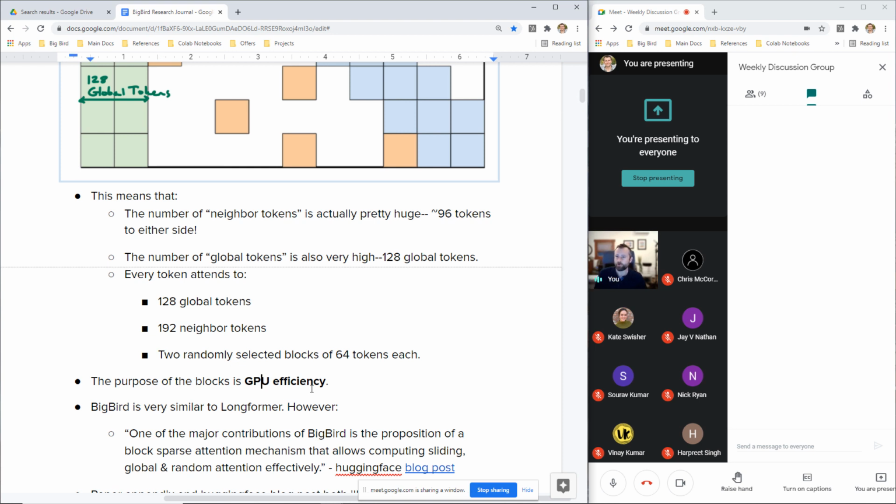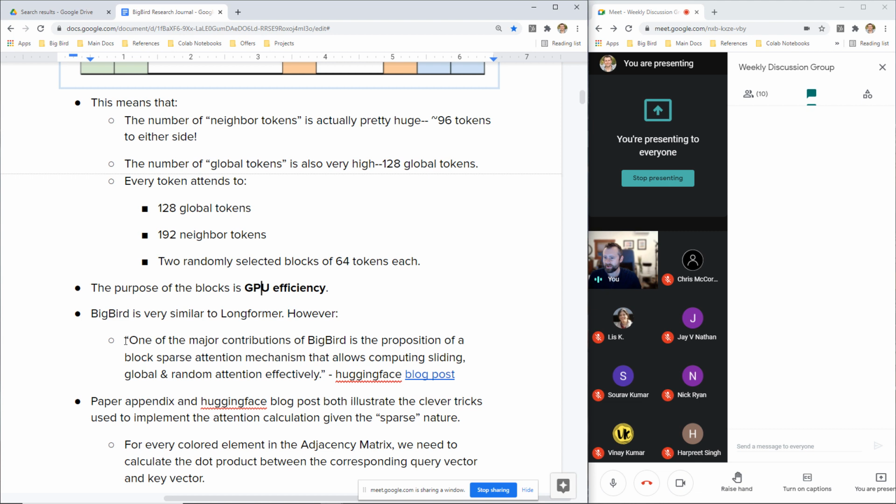The whole point of this blocking mechanic is that it makes better use of the GPU, more efficient GPU use. Hugging Face made a blog post where they explain how block sparse attention is implemented, and they had an insight in there that I thought was really helpful. They said one of the major contributions of BigBird is the proposition of a block sparse attention mechanism that allows computing sliding, global, and random attention effectively.